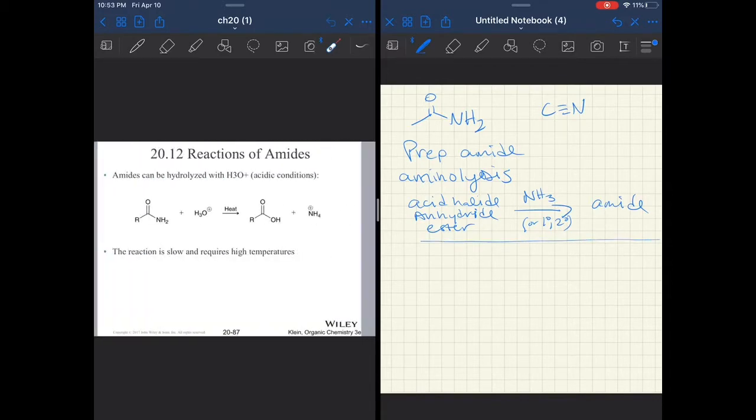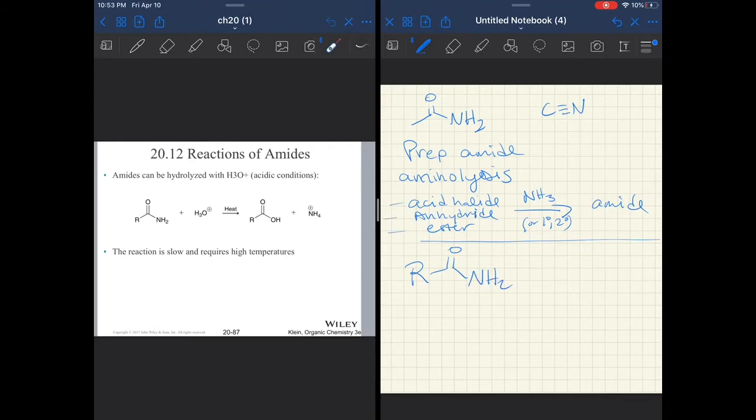So, low battery. So we can just jump right into the reactions of amides. Now, this should be unsurprising. It's a new reaction, but is it really? It's hydrolysis. Oh, well, there we go. Here we go. Hydrolysis. Just like we have seen with the halides, the anhydrides, the esters.